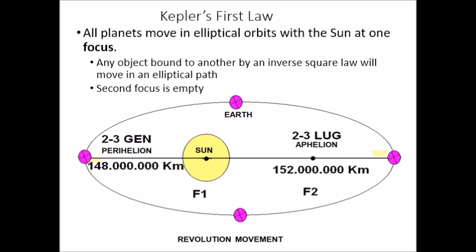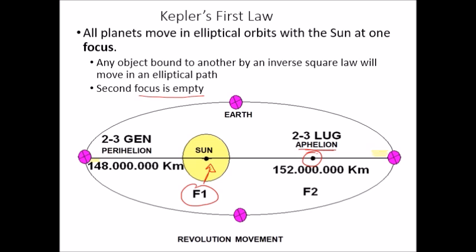First law: all planets move in elliptical orbits with the Sun at one focus. Any object bound to another by an inverse square law will move in an elliptical path. The second focus is empty. The first focus is placed at the Sun. That means the Earth in its revolution orbit is at a point called aphelion.